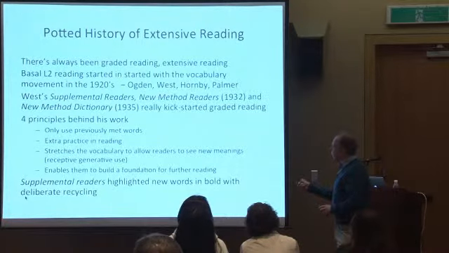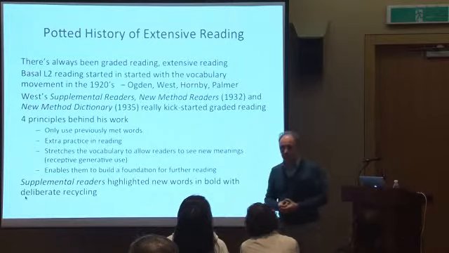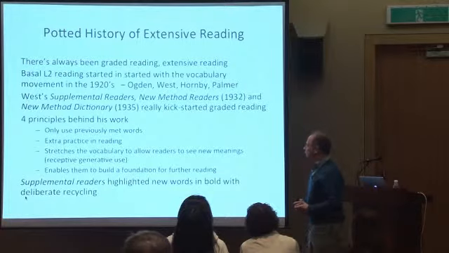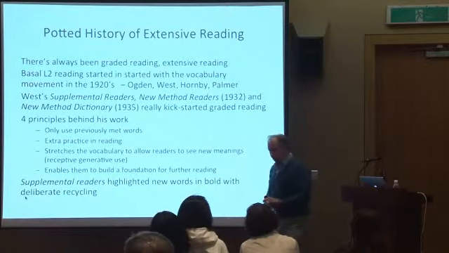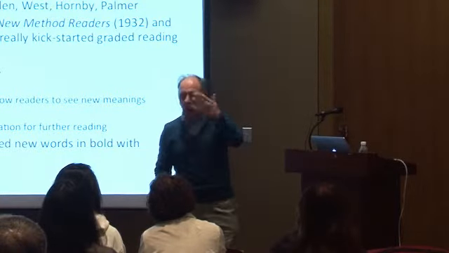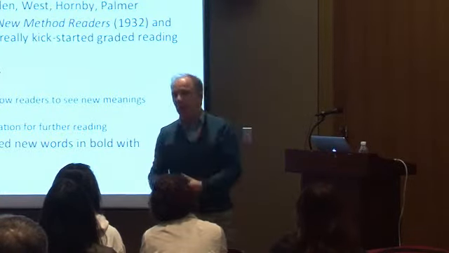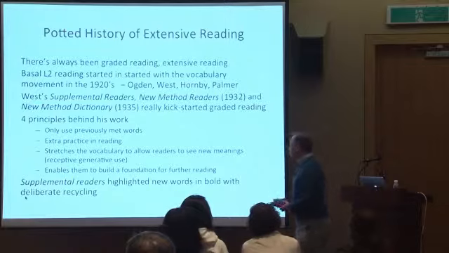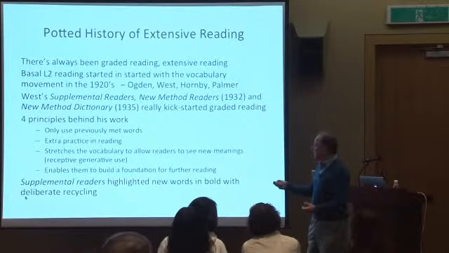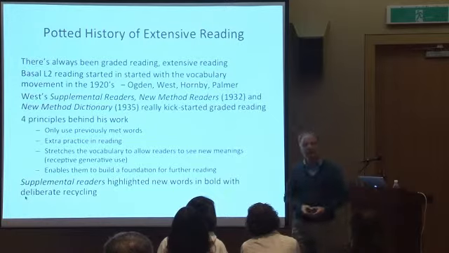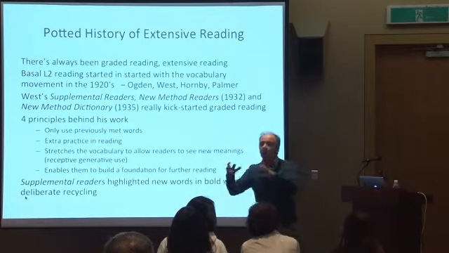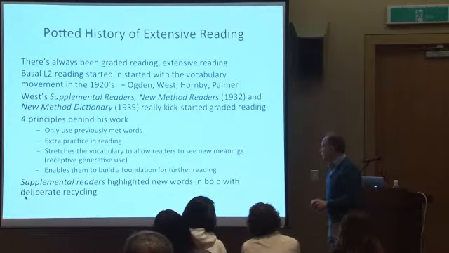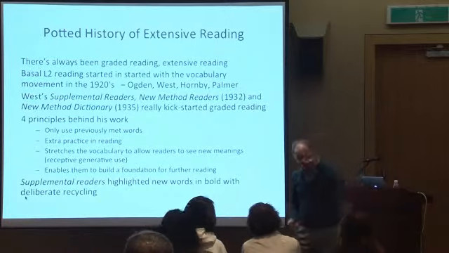But there were main principles behind Michael West's work, which was to use only previously met words, which is a principle we have for extensive reading graded readers. Extra practice: we stretch the vocabulary to allow readers to see new meanings. So it's not just book as paper, it's book a hotel room, for example, not just bank as financial, but bank of a river and various other things. And to enable them to build a foundation for further reading. The idea, of course, with this type of extensive reading, was to build a foundation so that they could go on to eventually read native materials. So West's supplemental readers highlighted new words in bold, so there was specific focus on them.